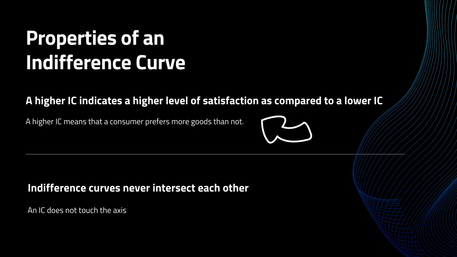And fourth, a higher IC indicates a higher level of satisfaction as compared to a lower IC. A higher IC means that a consumer prefers more goods than not. And last, an indifference curve never touches either axis. This is not possible because of our assumption that a consumer considers different combinations of two commodities and wants both of them. If the curve touches either of the axes, then it means that he is satisfied with only one commodity and does not want the other, which is contrary to our assumption.